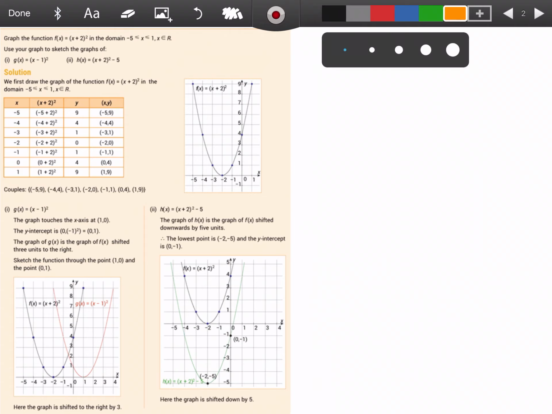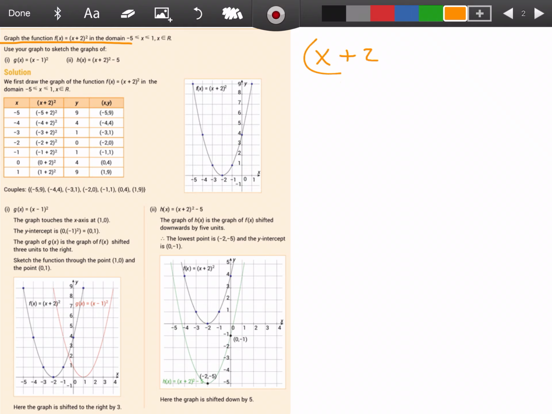So the question asked here is to graph the function in the domain -5 up to 1, and then use our graph to sketch the other graphs. So the first part is to sketch a graph. You guys have no problem doing that. I have my function x plus 2 squared, and I want to graph it from -5 up to 1.